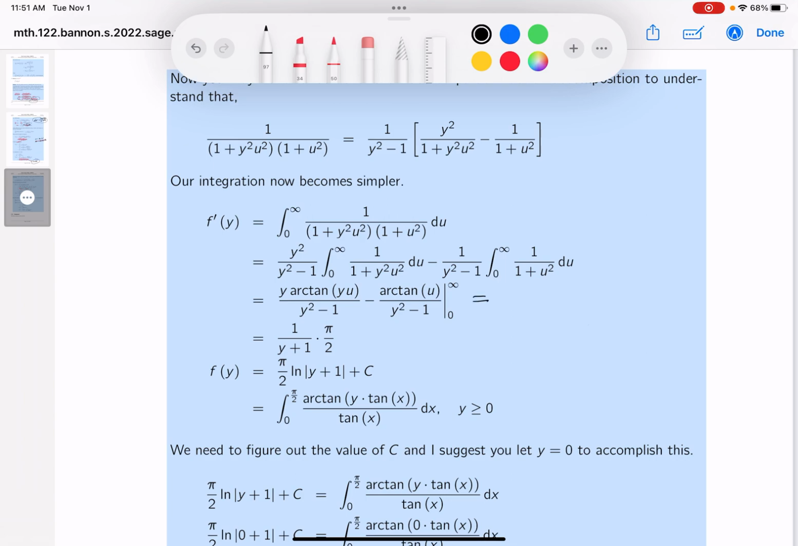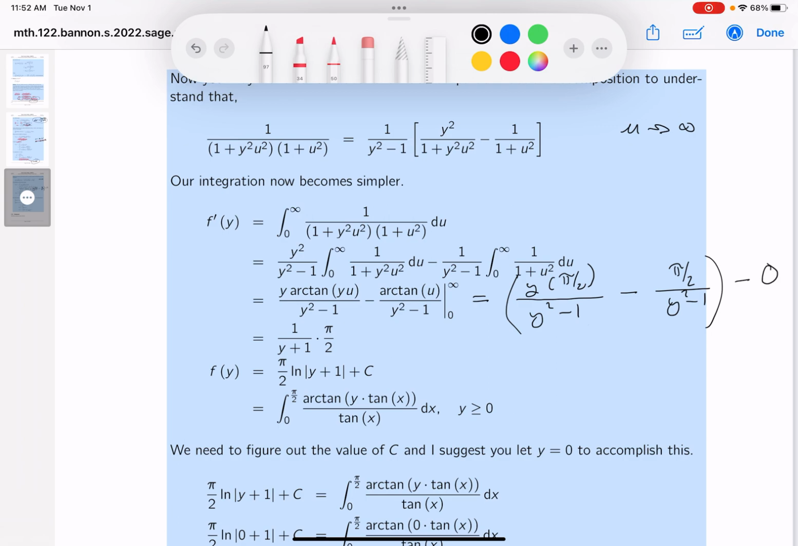I'm going to say, the upper limit, well, let's take a look at that. And I have to be honest with you, the u is going to infinity now. And if the u is going to infinity, the arctangent would go to pi over 2. All right, let me write that down. So we get y pi over 2 over y squared minus 1 minus, again, if u is going towards infinity, this would be pi over 2 over y squared minus 1. Now, if I did the lower limit, it really isn't that bad, going towards 0. That just gives me a 0.